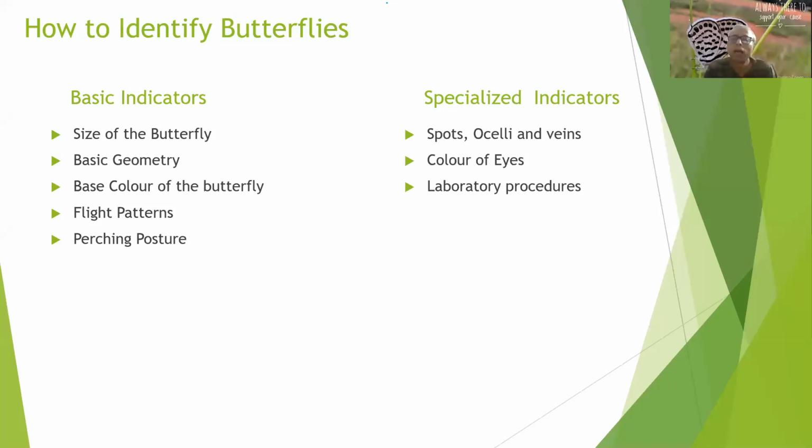But apart from that, there are specialized indicators. There are veins, spots and ocelli on butterflies. Those specialized indicators make similar species different from each other. That's how we differentiate similar species from one another. Even the color of the eyes matters for some species which are very cryptic in nature and very close to each other. And if at all everything fails, then we have the laboratory procedures.